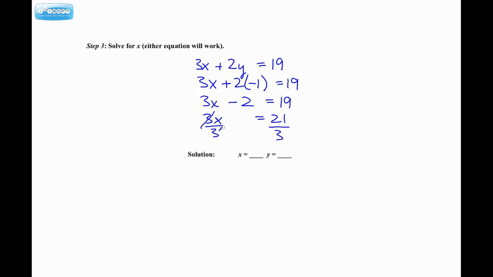These cancel. It's going to run out of room here, so I'm going to write it over here. X is 21 divided by 3, which is a nice number. It is 7. So we have solved the system. X is equal to 7, and y is equal to negative 1. And if you want to double check this, you can evaluate both of the equations from the beginning using 7 for x and negative 1 for y, and they should work.